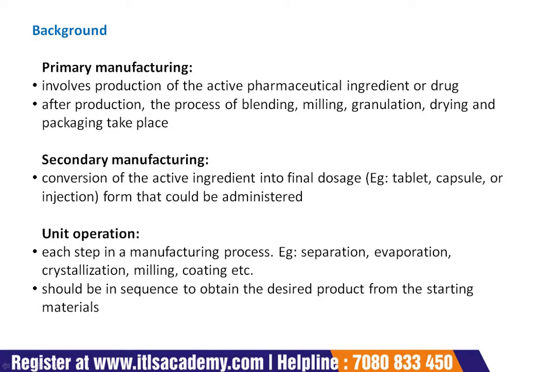The process of drug manufacturing can be broken down into a series of unit operations. Each step in a manufacturing process is known as a unit operation. Separation, evaporation, crystallization, milling, coating are each in itself a unit operation. All the unit operations should be in sequence to obtain the desired product from the starting material.